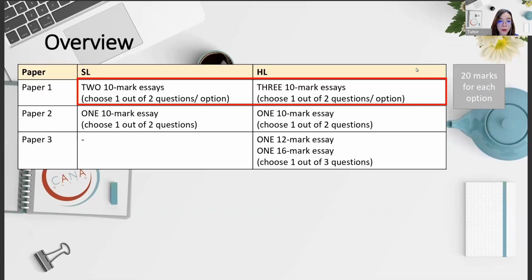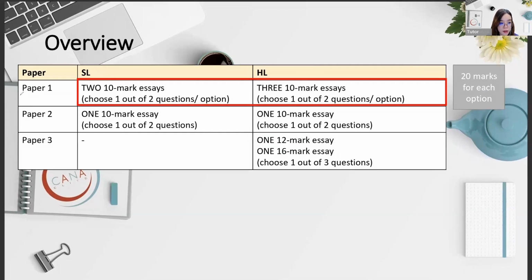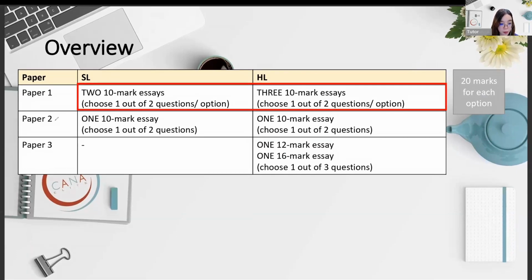To begin with, I would like to give you an overview about essays in the exam paper. For SL and HL students, since both of you need to finish Paper 2, you will have to finish one 10-mark essay, and the content, the length and the requirements will be the same. In terms of Paper 2, everything is the same for SL and HL students. There won't be any variation, so no worry about it.